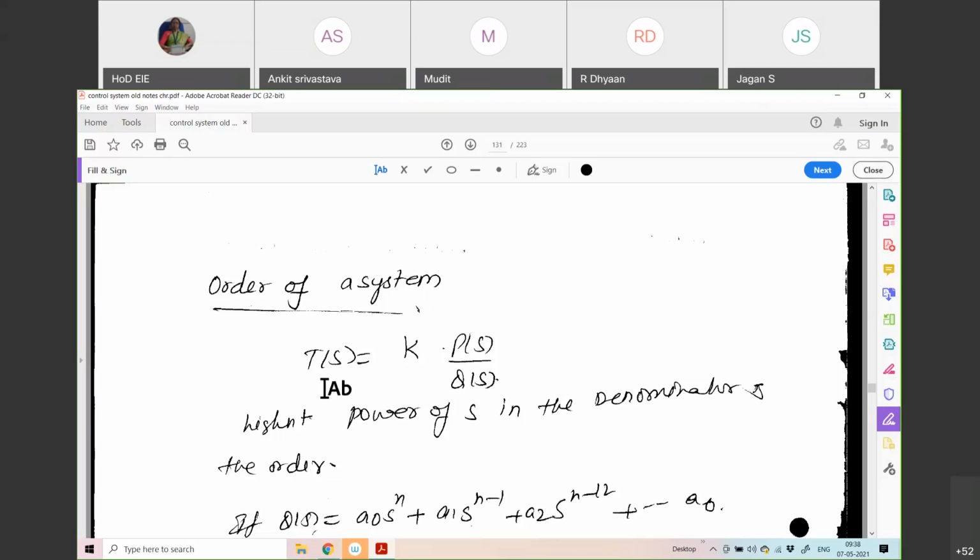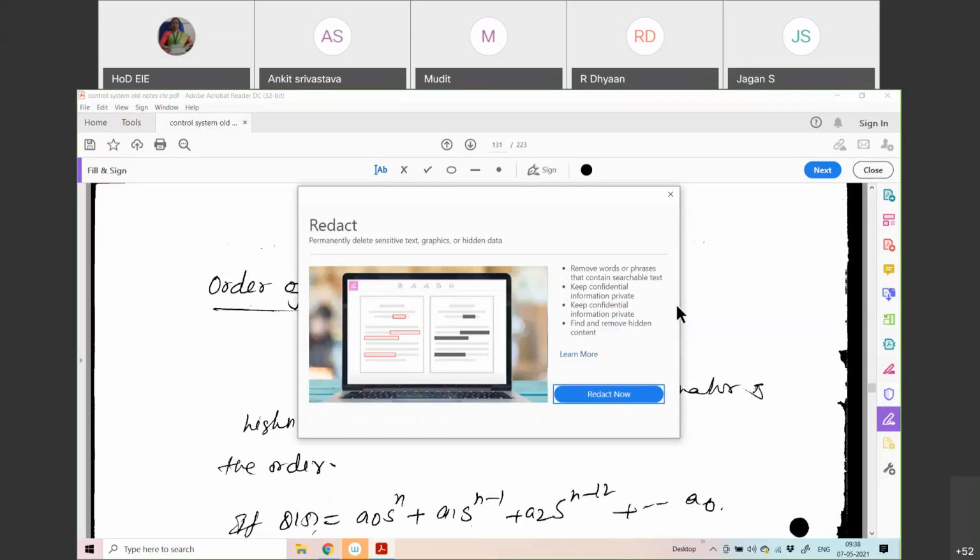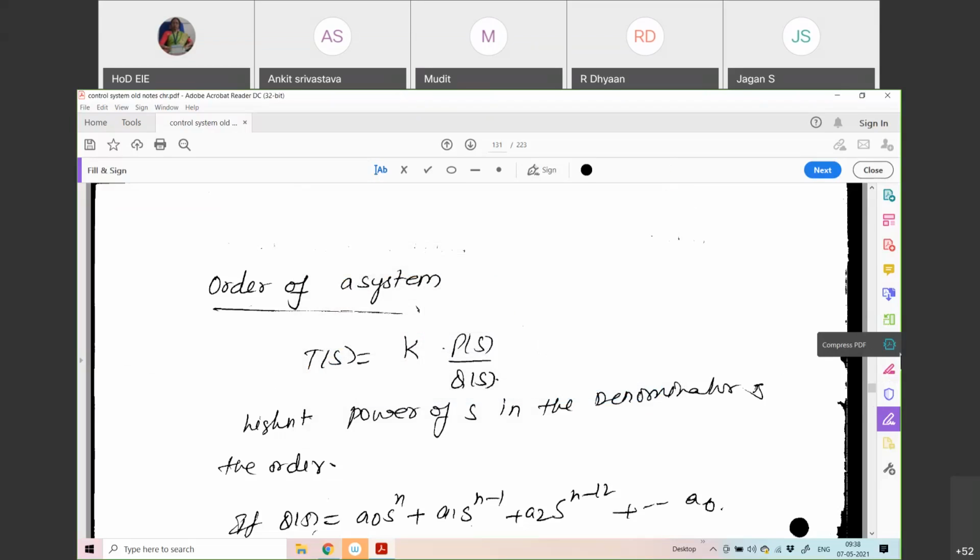So one such format is that the transfer function T(S) can be represented as K into P(S) by Q(S). This is one form of transfer function. That means you have some constant K which is multiplying the numerator P(S), and it also has a denominator Q(S).